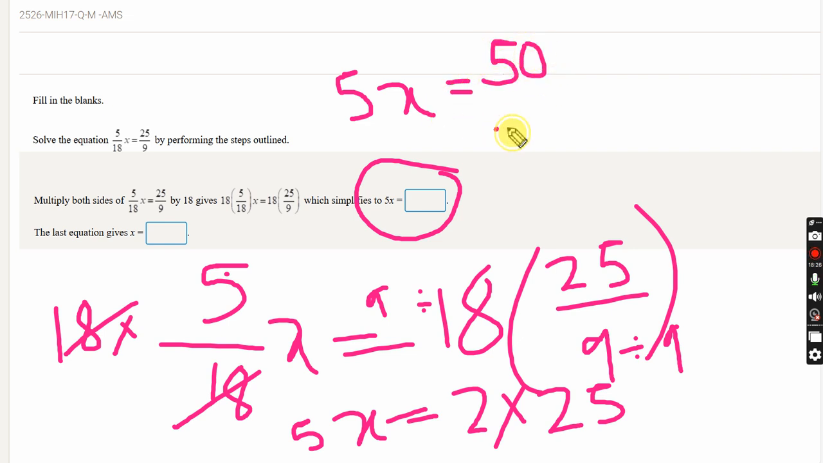Now, you know that we can just take the 5. We can divide 50 by 5 and you get 10 here. The last equation, sorry, here it will be 50. It won't be x here. I solved it to the final part here, but it's 50 here. And then you divide here, so you get 10.